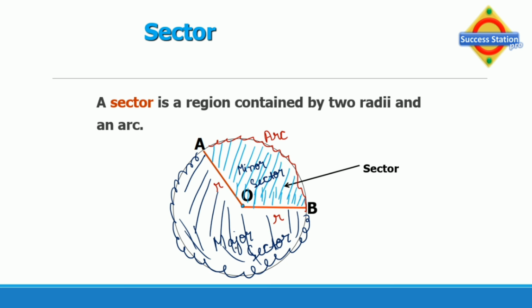Is it clear? The meaning of sector? Sector refers to the region. Segment also refers to a region. But a segment is the region bounded between the chord and the arc, while a sector is the region bounded by the two radii and the arc, right?